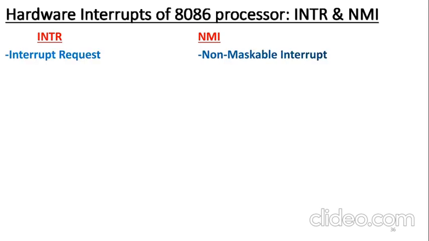Here INTR is known as the interrupt request, whereas NMI is a non-maskable interrupt. Then the second difference: INTR is a level triggered interrupt, whereas NMI is edge triggered. Now the concept of triggering is very simple. What type of signal should be present on that interrupt pin so that the processor will get interrupted?